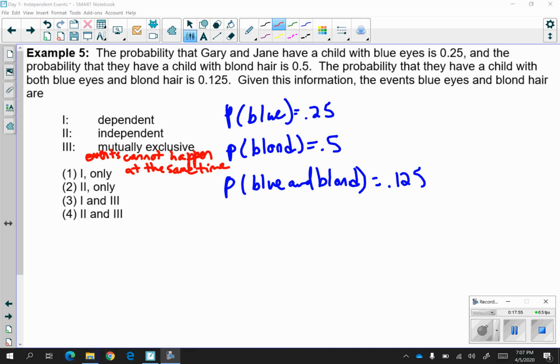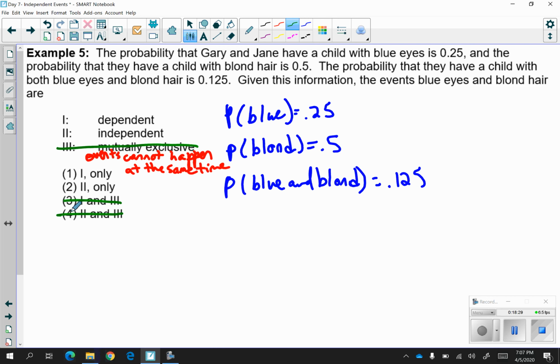If you think about it, in this problem, the child can have blue eyes and blonde hair at the same time. It even says that probability is 0.125. Because they both happen at the same time, you can cross this one off the list. It can't be that. So it has to be either 1 or 2, which means choices 3 and 4 are off the table. Because we're talking about independence, you have to use your independence formula.